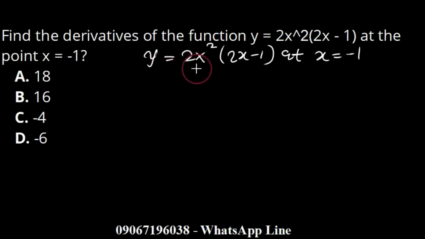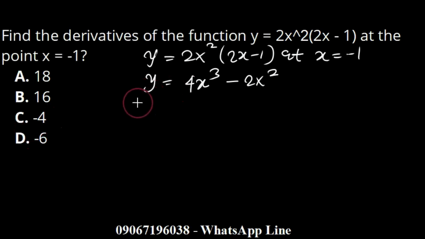Now what does this mean? This means 2x squared times 2x, so this is going to give us 4x to the power 3. 2 times 2 is 4, x to the power 2 times x to the power 3. And then we have minus 2x to the power 2. So now we have this, let's differentiate this.